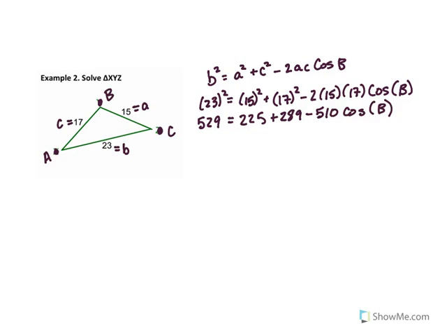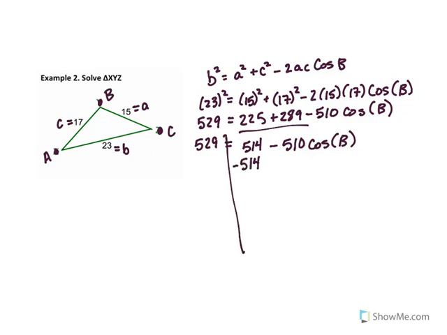Now I'm going to add my 225 and my 289 and I get 514. And we've still got minus 510 times the cosine of B. So I'm going to go ahead, draw my balance line. I'm going to subtract my 514 to move it to the other side. So we've got 529 minus 514 is 15. These two went away, so we still have equals negative 510 times the cosine of B.